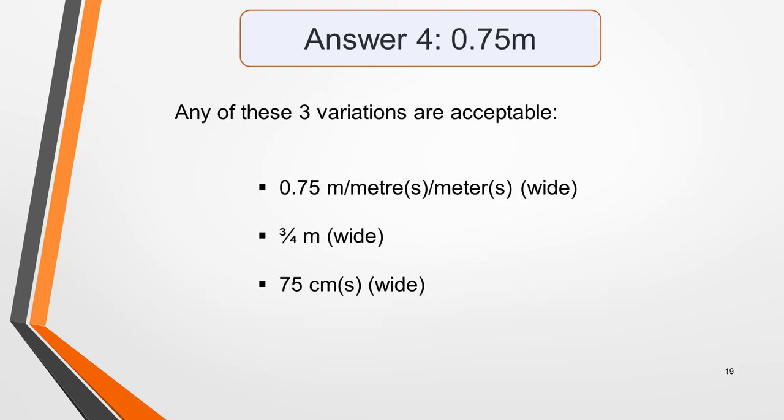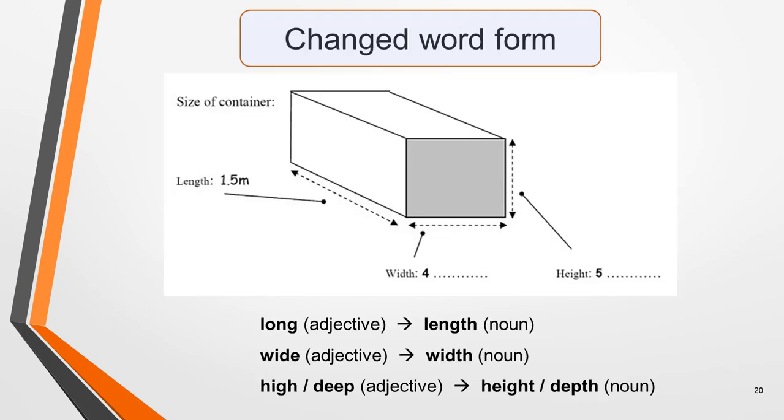Answer 4 is 0.75 metres, but any of these three variables are acceptable. 0.75 metres, 3/4 of a metre or 75 centimetres. They've tried to catch you out by changing the forms of key words for this answer and the next one, from the adjective form to the noun form. Long has been used instead of length. Wide has been used instead of width. High and deep have been used instead of height and depth.